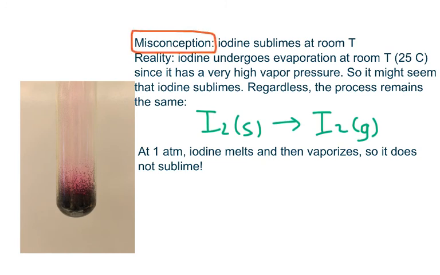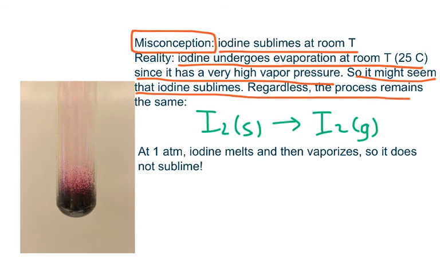A common misconception is that iodine sublimes at room temperature. Now, that might seem true by observing it, but in reality, iodine actually undergoes evaporation at room temperature, and that's weird for a solid to evaporate, but it does happen, just like water evaporates. And this happens because iodine has a very high vapor pressure. So it might seem that iodine sublimes, but in reality, it actually evaporates.